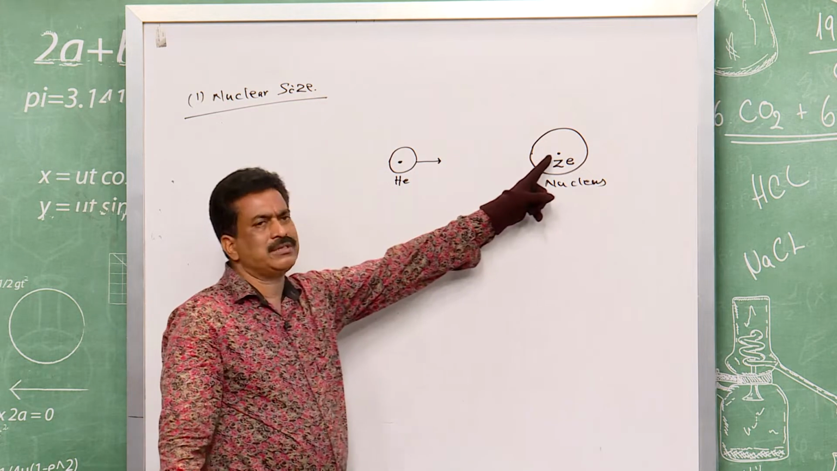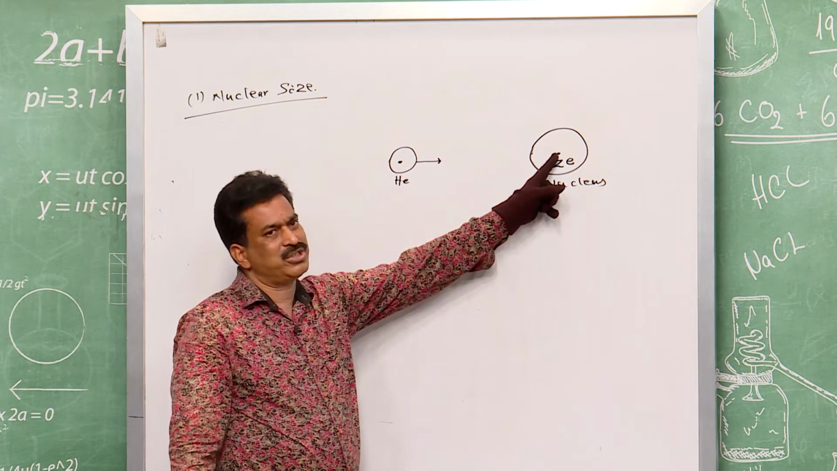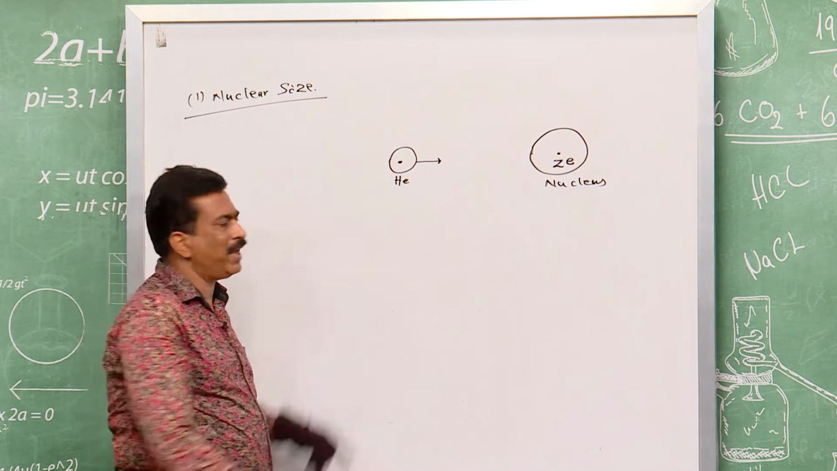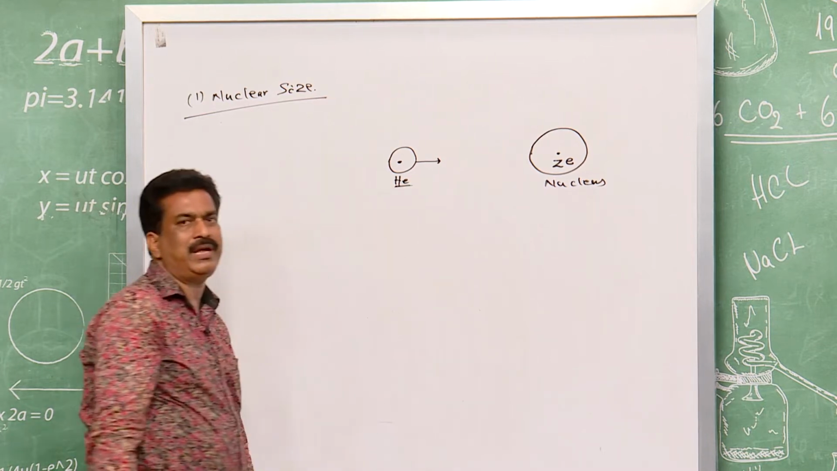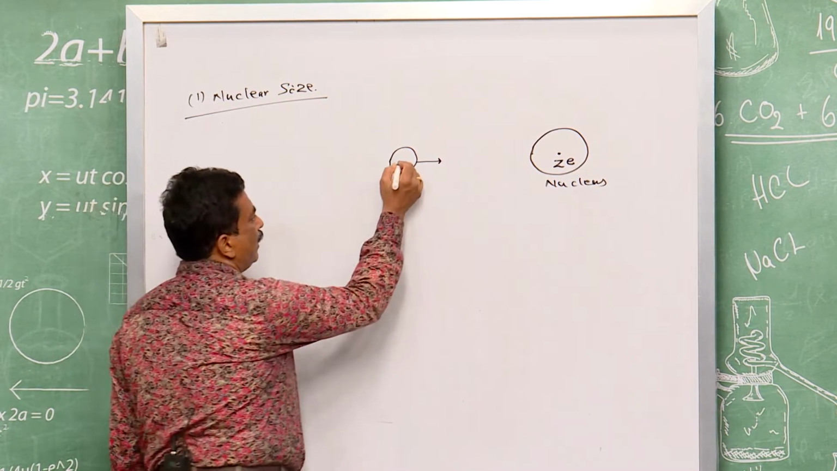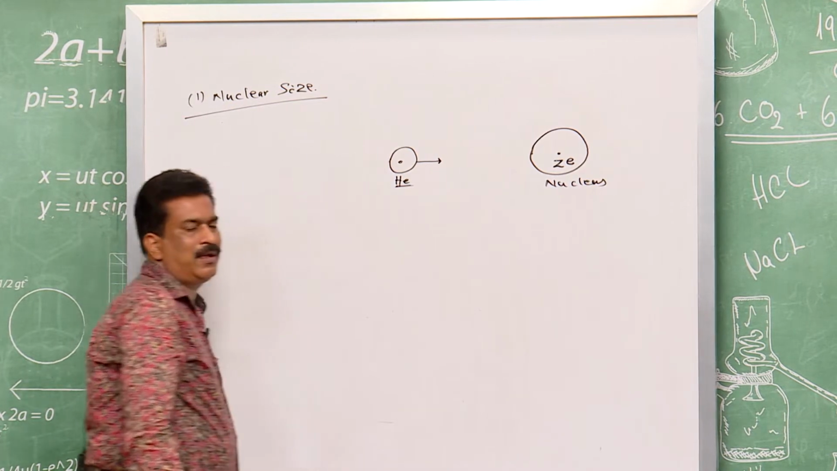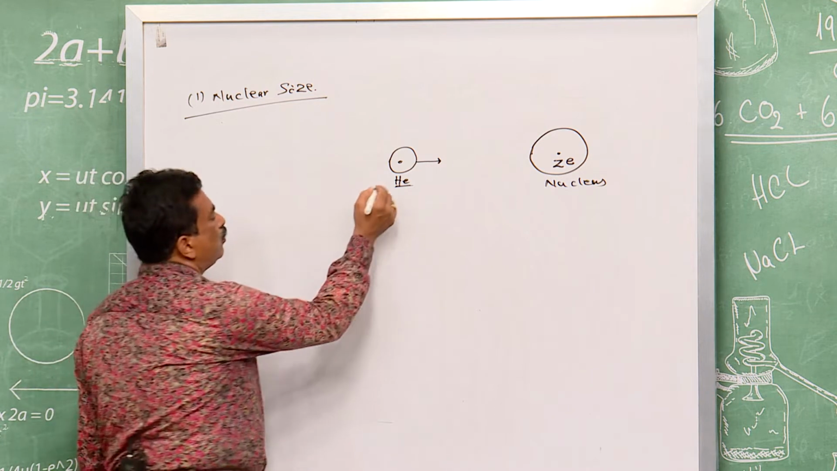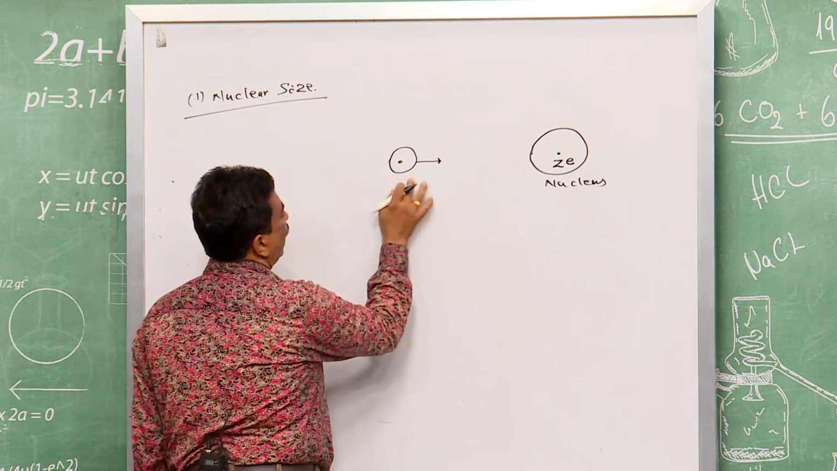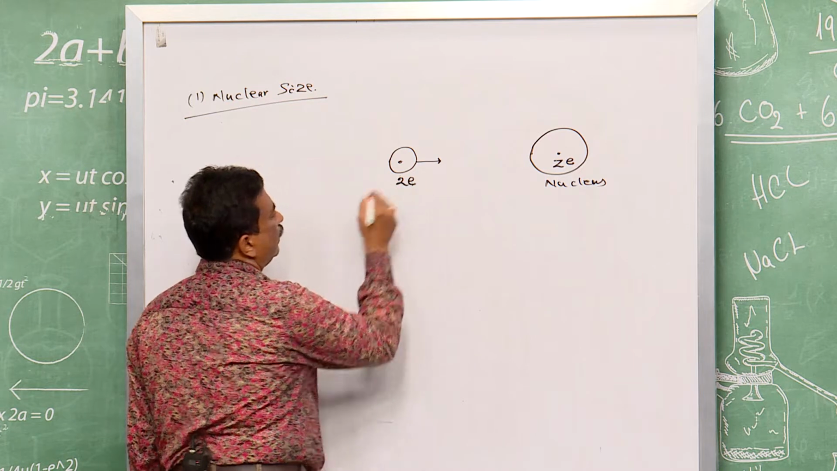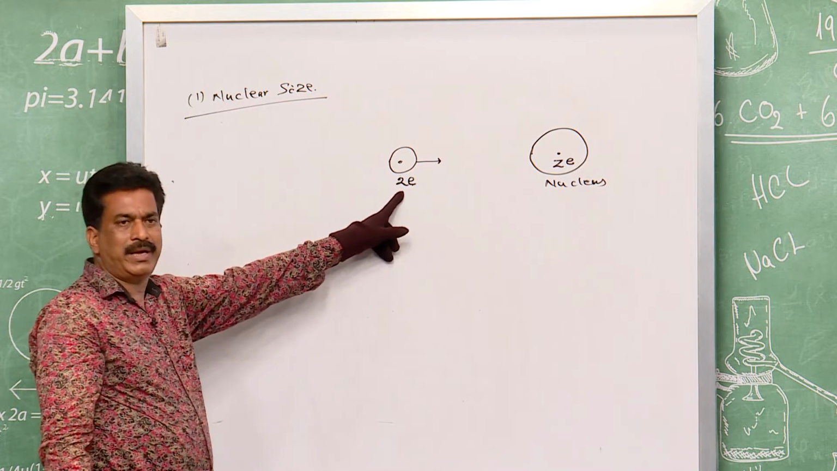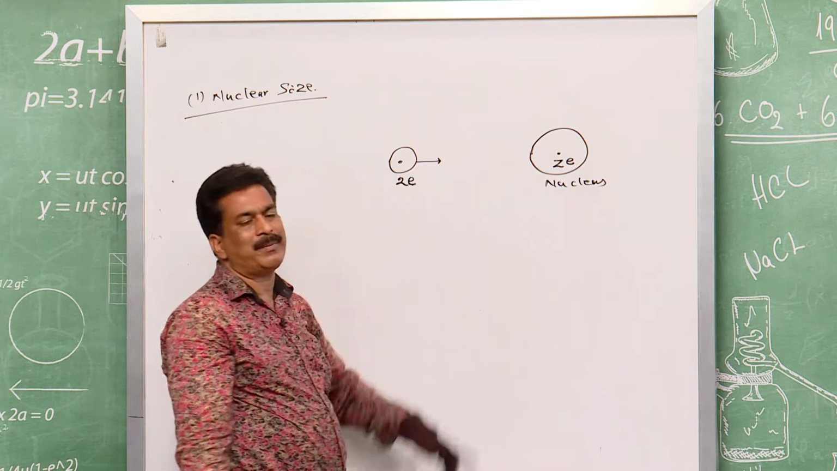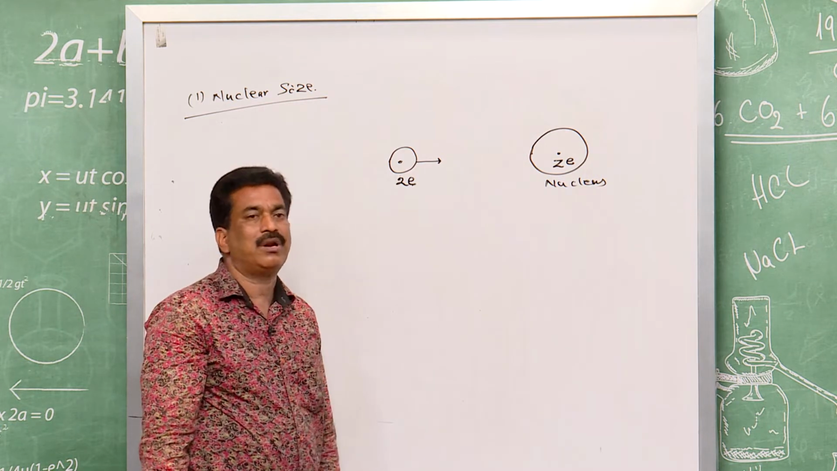So, the nucleus is what type of charge? That is the positive charge. And this is your atom, that is your helium, He. So, this helium is two times the alpha particles, so 2e. So this helium we are writing is 2e, and this is Ze. So this e of the magnitude will give you the repulsion.